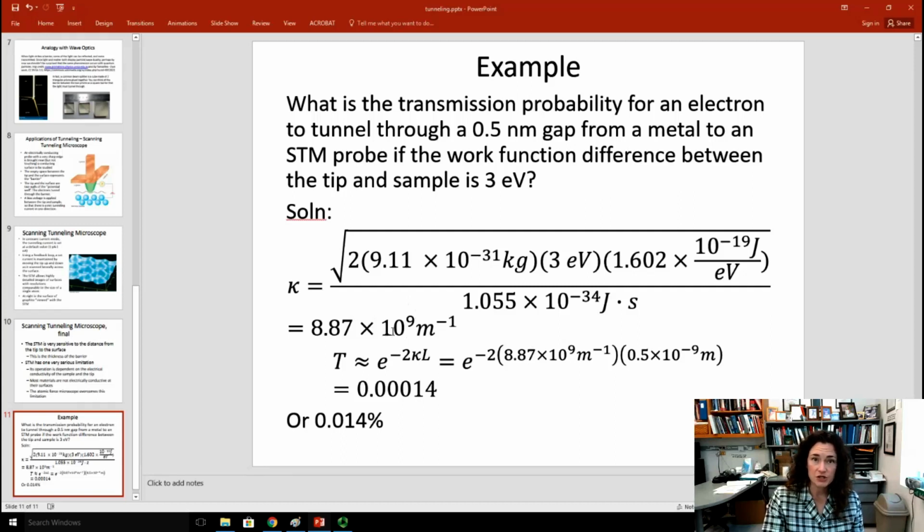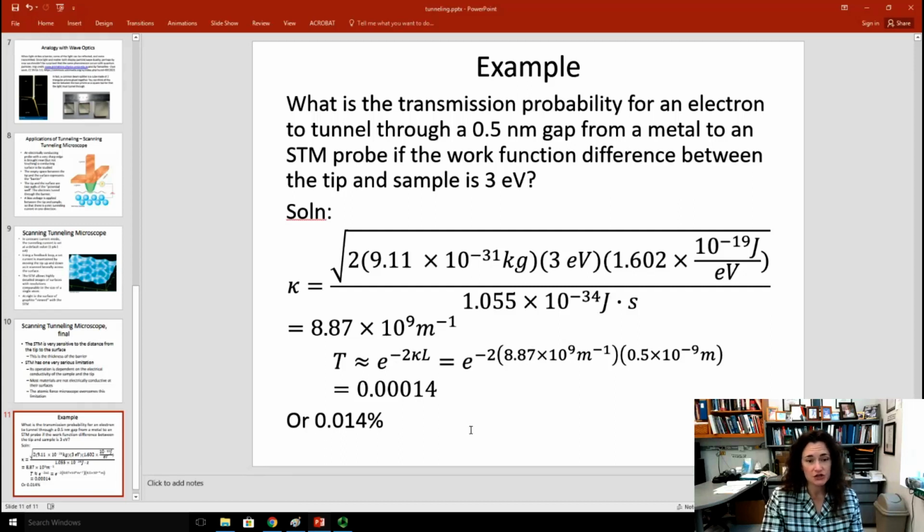Now, the transmission coefficient is e to the minus 2 kappa L. So e to the minus 2 times kappa times L, which is 0.5 nanometers, or 0.5 times 10 to the minus 9 meters. And then when you take all that, enter it into your calculator, you get 0.00014, which means that there's a 0.014% chance that the electron will tunnel through, and that'll establish a current.